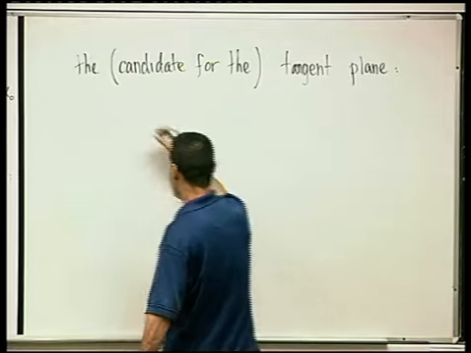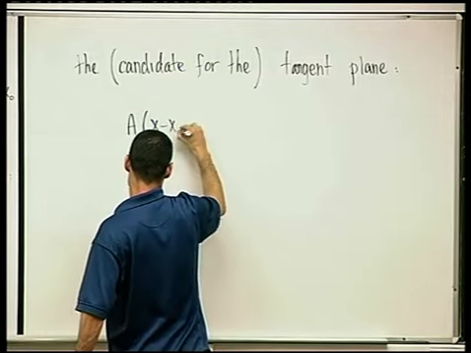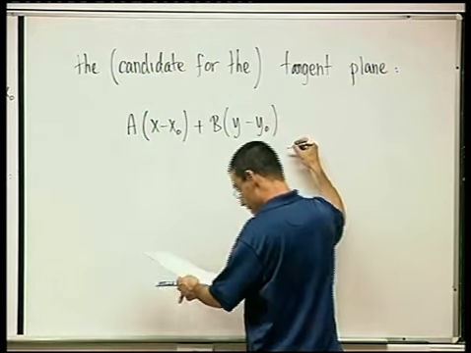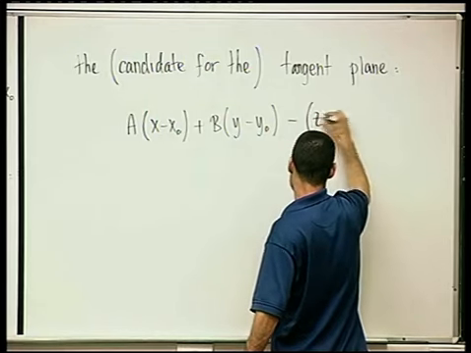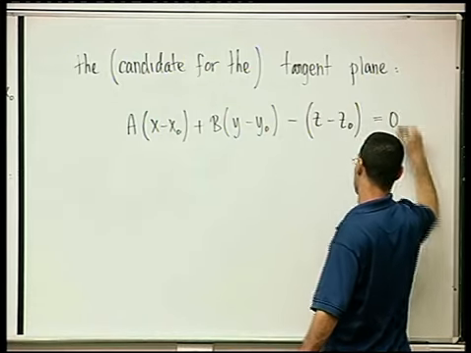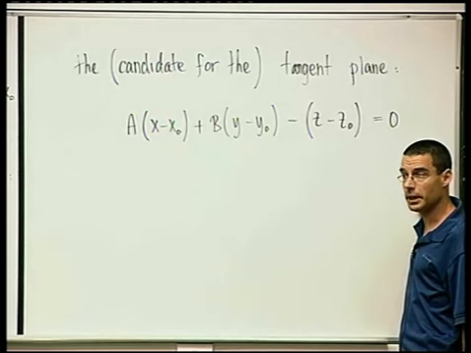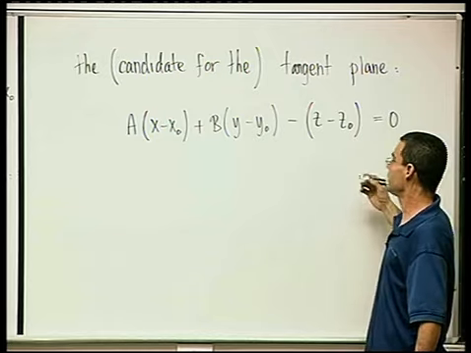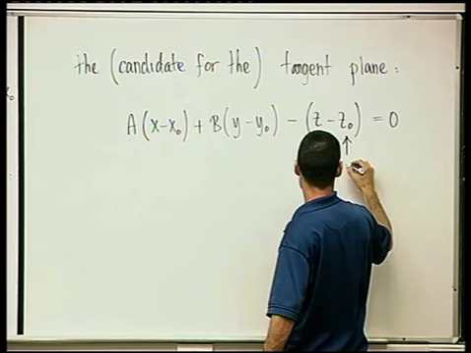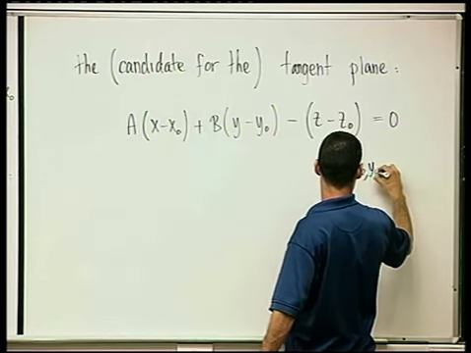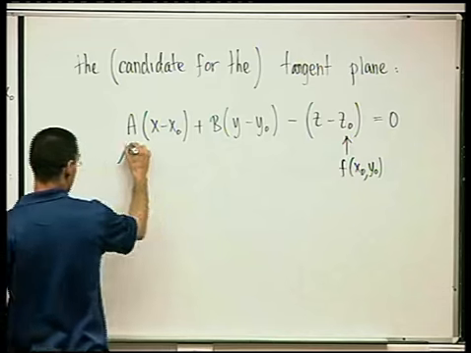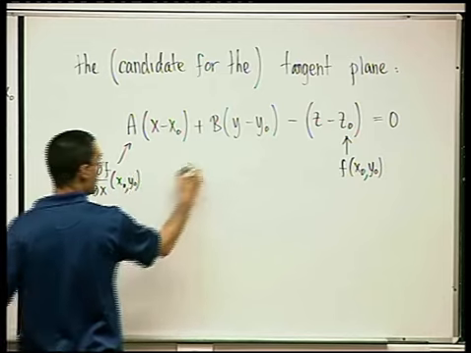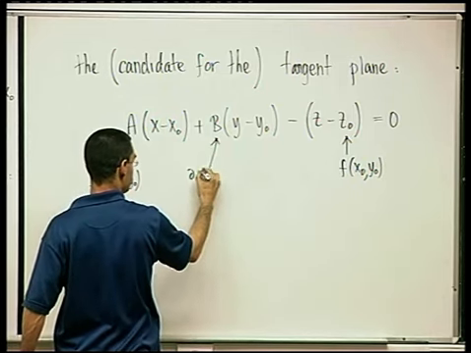Okay, so let me write it. So it's a times x minus x0 plus b times y minus y0 minus 1 times z minus z0 equals 0. That's the equation of the plane. Do you agree? Now I just want to rewrite everything and throw back in stuff we had notation for. So this was f of x0, y0. That's what z0 was. This was the partial with respect to x. And this was the partial with respect to y.